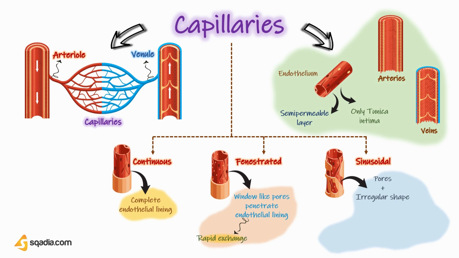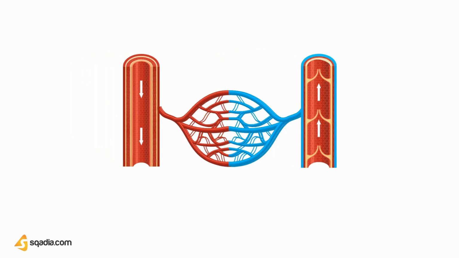Sinusoidal capillaries, or sinusoids, are similar to fenestrated capillaries, but are more irregular in shape with a flattened appearance. These capillaries have gaps between nearby endothelial cells. Their basement membrane is either absent or very thin, which allows free exchange of solutes and water, including plasma proteins, between interstitial fluid and blood.